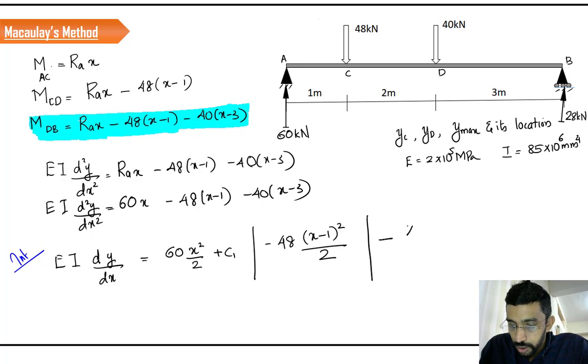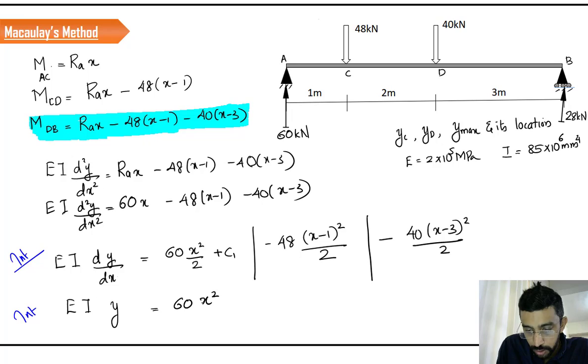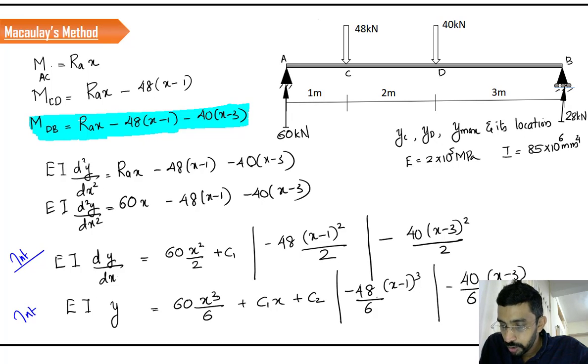Next, minus 40 into (x minus 3) the whole square by 2. Now upon integrating one more time, the value is going to be EI into y is equal to 60 into x cube by 6 plus c1x plus c2. Now comes the block integrated separately, minus 48 into (x minus 1) the whole cube by 6. Next block, minus 40 by 6 into (x minus 3) the whole cube. This is how the integration works.